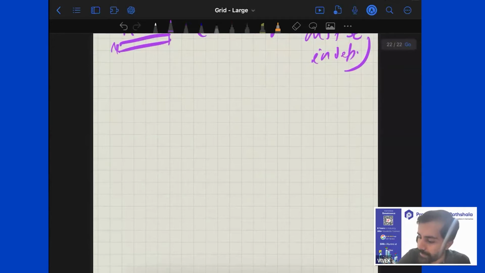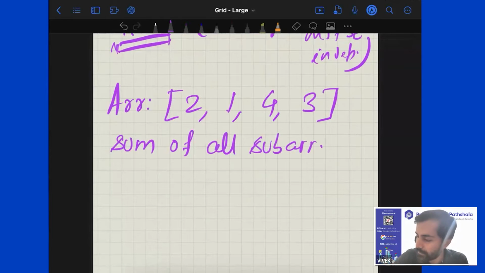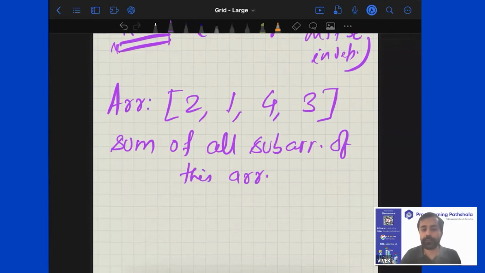Let's say we have an array containing some integers. Let's say it has 2, 1, 4, and 3. The question is very simple. We want to find the sum of all the subarrays of this array.